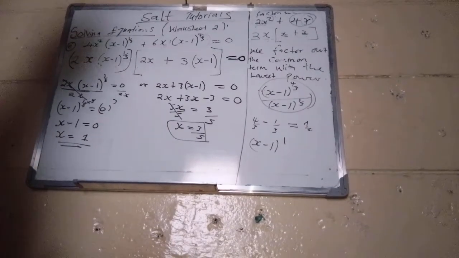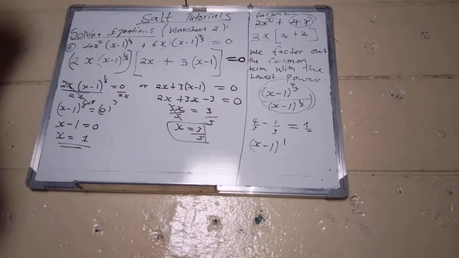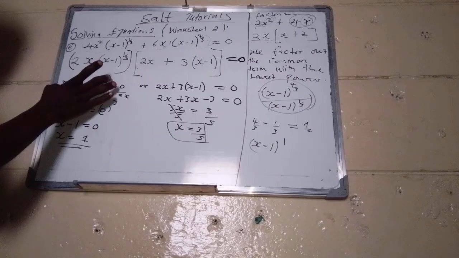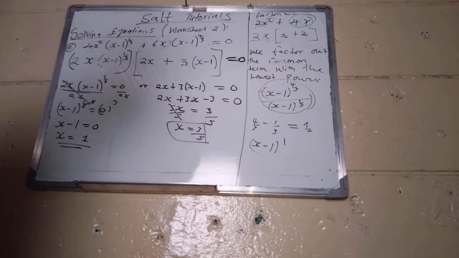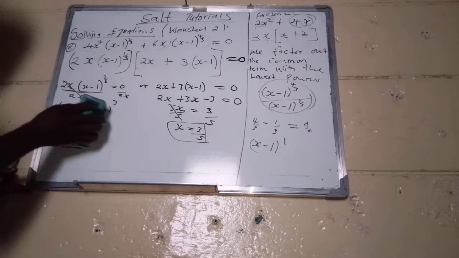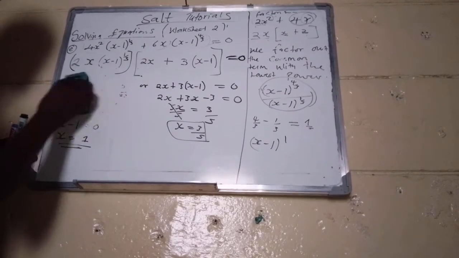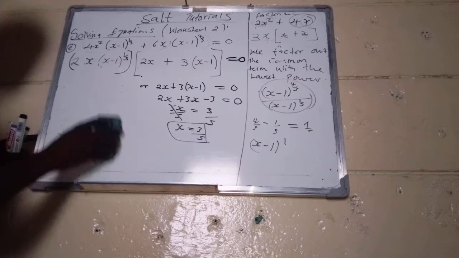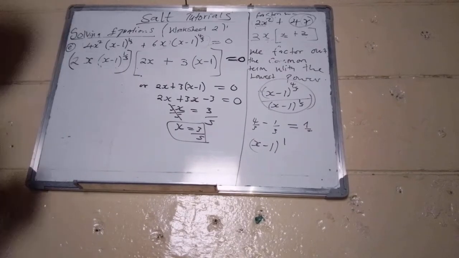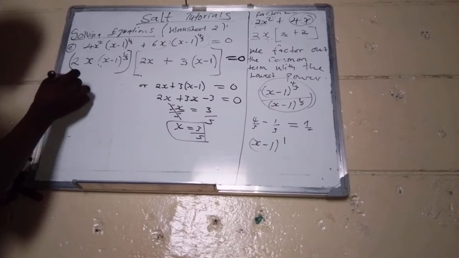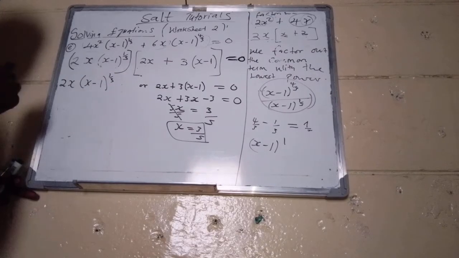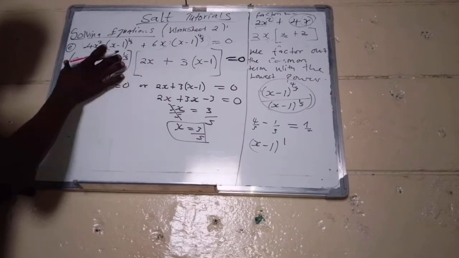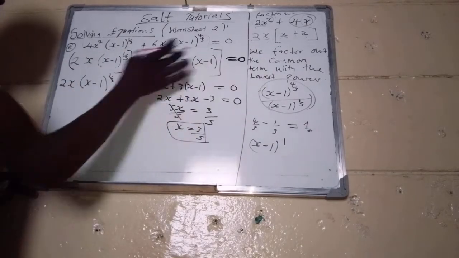So now, actually, just on this part, we have to understand that. Let me take it up afresh from here. We have the first factor, which is 2x(x minus 1)^(1/3). So this is equal to 0. This factor is equal to 0, and this factor is equal to 0. So this factor will yield these results. But look at this factor.